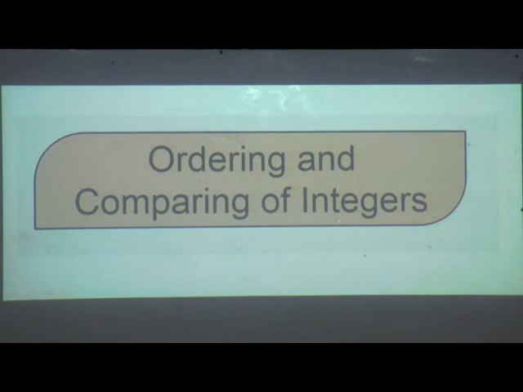Ordering and comparing of integers. As we know, some are big numbers and some are smaller numbers, so we have to compare the integers and order them. There is a sequence like 1, 2, 3, so we are going to see how the ordering and comparing of integers is done.